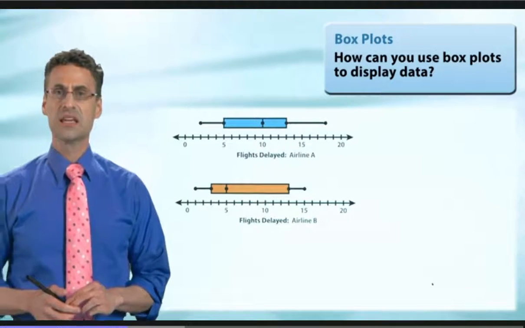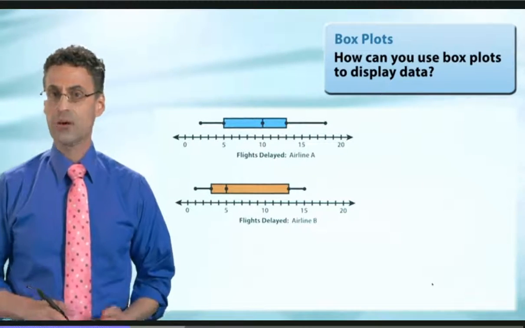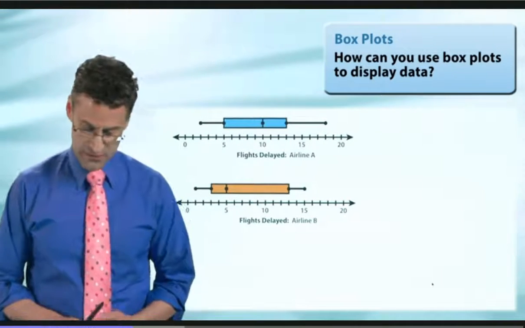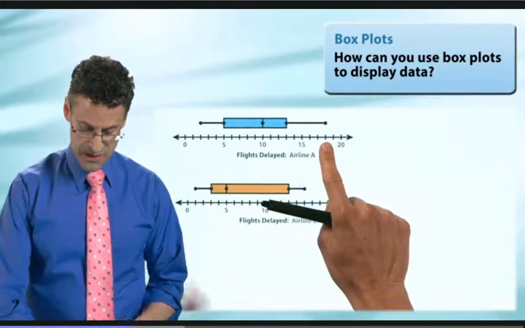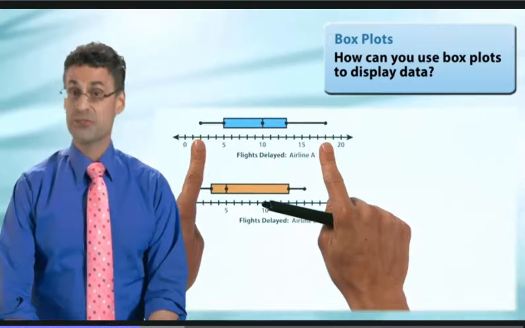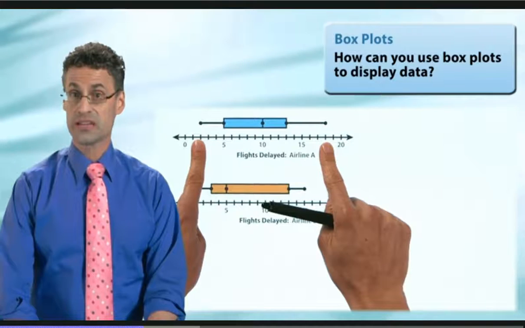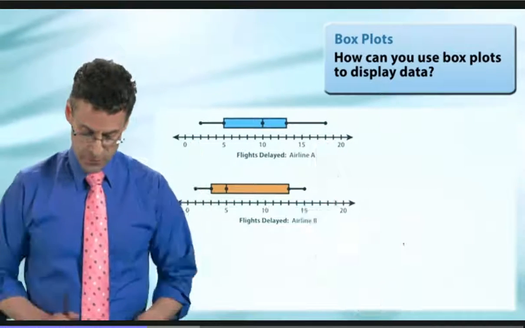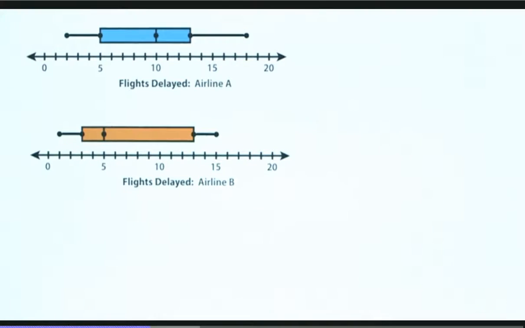If you wanted to see which data is more spread out, what we'd have to do is figure out for each data set the largest value and the smallest value, look at the difference, and see which difference is greater. So let's take a look at airline A.